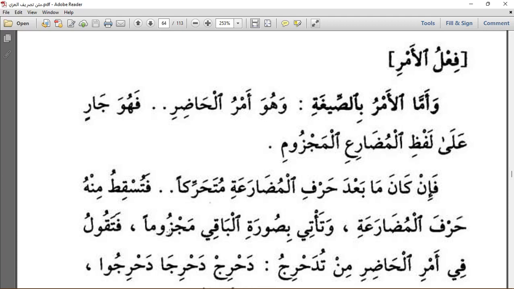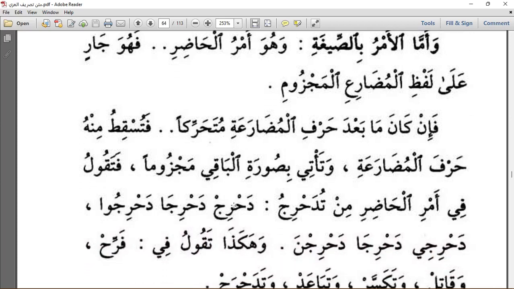So we have qatala, yuqatilu, remove the harf mudara, you are left with qatilu. Now it says then bring it in a shape that has jazm. So the qatilu will be left with sukun instead of damma. That is the jazm state of that particular shape. So we have qatil. That is for words that have the letters after harful mudara mutaharrikan, that have haraka on them. So qatala, yuqatil, qatil.